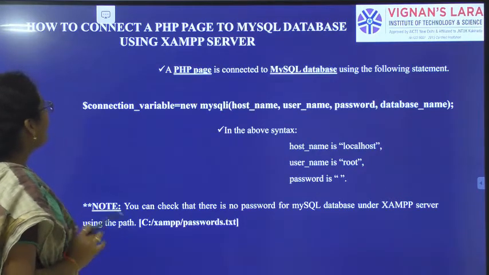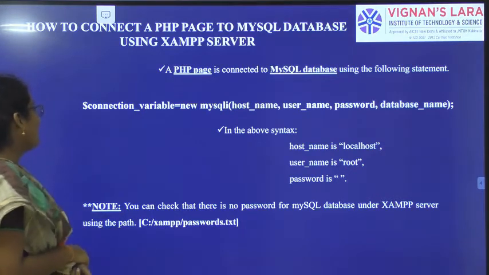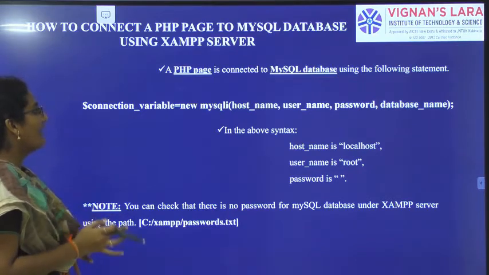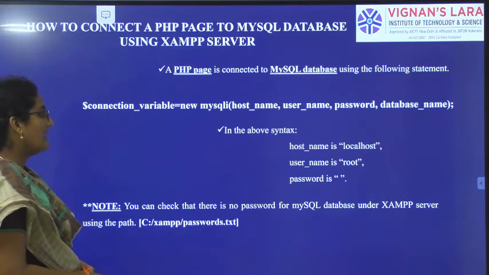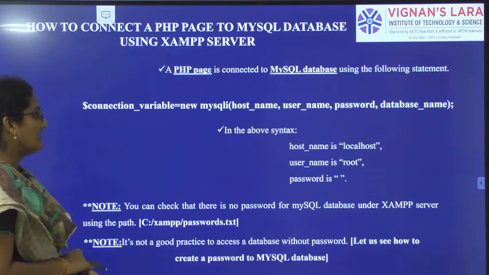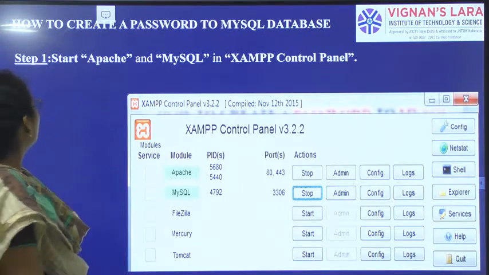So first you want to connect a PHP page to the MySQL database server using XAMPP server. For that you have a statement like connection variable new MySQL, host name, username, password, database name. So host name is localhost, username is root. We don't have a password. Having no password is not good, so we are going to create the password.